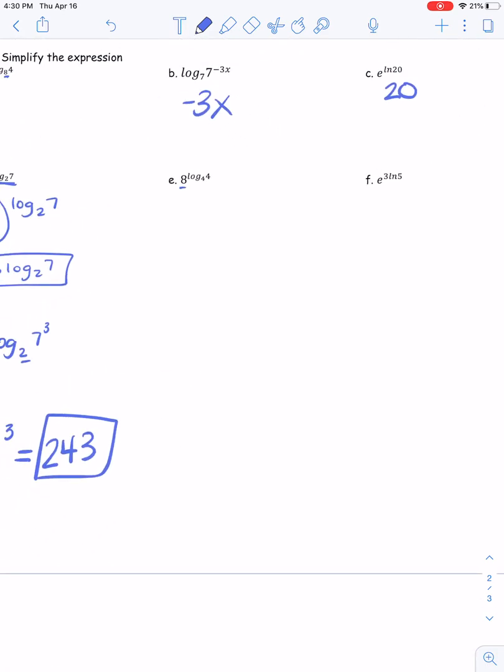Okay. Take a look at part E. Our base here and our base here are not the same number, and unfortunately for us, we cannot write 8 in a way that uses 4 as a base. However, I'm noticing something about my exponent, log base 4 of 4. What do you know about when your base and your argument are the same? That's just a value of 1. This is really just 8 to the first power, which is 8.